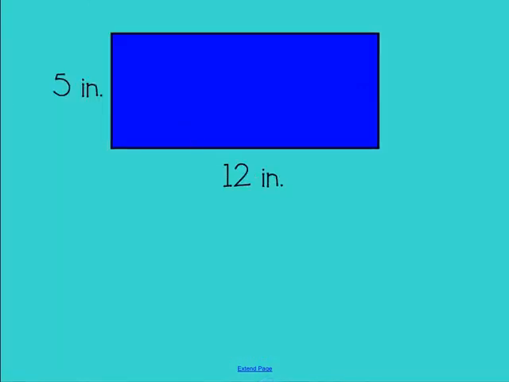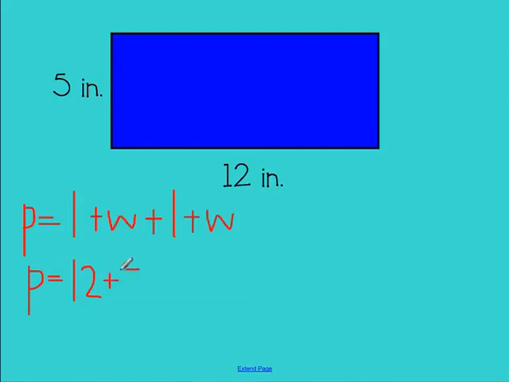All right, let's do one practice problem before I send you on your way. So here's my rectangle. Length is 12 inches, width is 5 inches. So I'm going to write my formula, perimeter equals length plus width plus length plus width. And I'm going to substitute the information I know for the variables. So perimeter equals length is 12, so the L gets replaced with a 12, plus width is 5, so I'm going to replace the W with the 5.